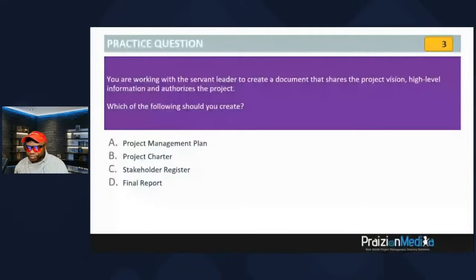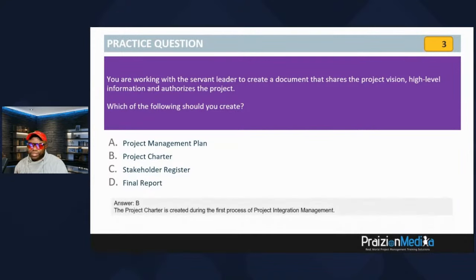Here's your first question. You're working with a servant leader to create a document that shares the project vision, high-level information, and authorizes the project. Which of the following should you create? All right, your time is up. The best answer is B. That's the project charter. The project charter is created during the first process of project integration management, and that is the best answer. Okay, let's go to the next question.